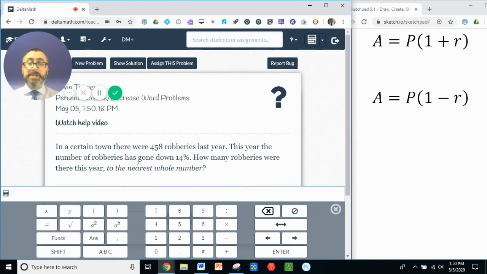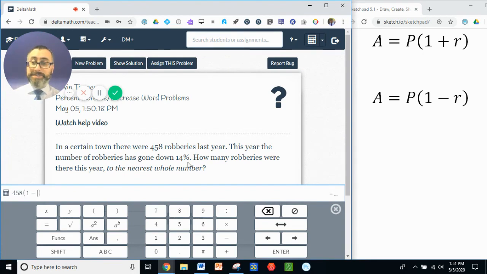Okay, so I'm going to notice this key phrase of gone down. We're decreasing, so I should use this formula with the minus. Once again, I need to think about the starting amount. So I started with 458 robberies last year. Now the rest of my formula, 1 minus the rate. It went down by 14%, so I'll write that as 0.14. And now we've got this answer of 393.88.